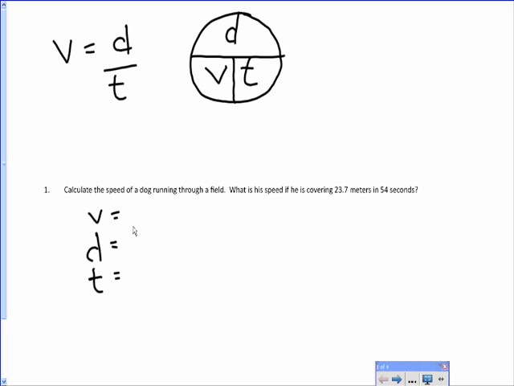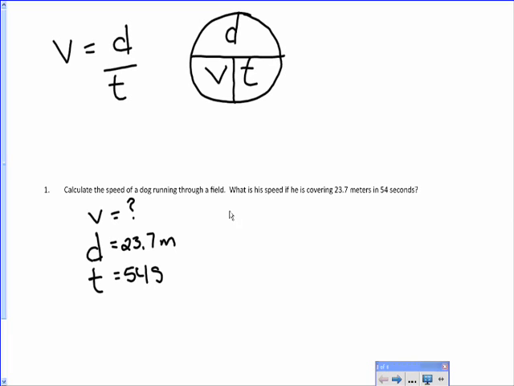So we have v equals, d equals, t equals. And it says, calculate the speed of a dog running through a field. What is his speed? Since it says what is his speed, we can automatically know that's what they're asking us to find, so we don't know v yet. And it says he is covering 23.7 meters. We know that 23.7 meters is a distance measurement, so we can put meters down there. Then 54 seconds, seconds is a time unit, so we can go ahead and fill in our time.